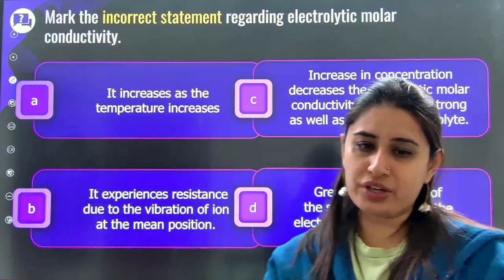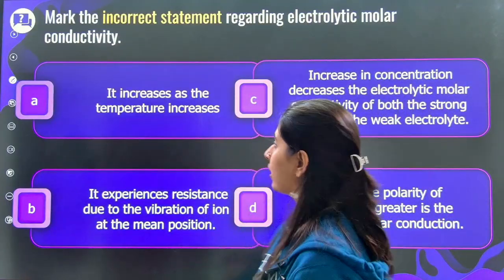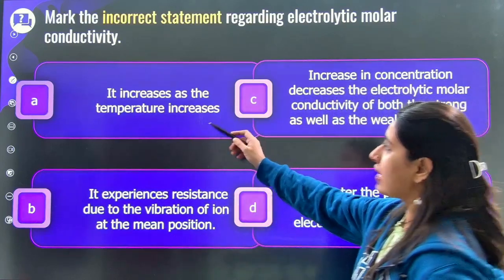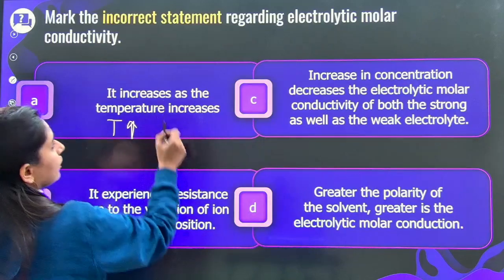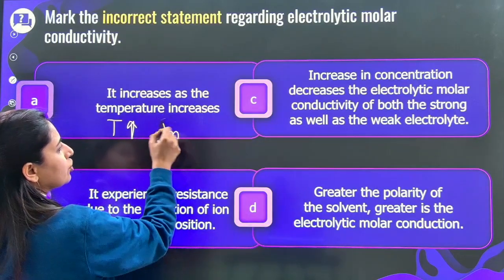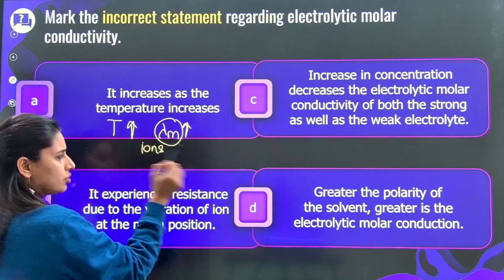Let's see what the question says. Mark the incorrect statement regarding the electrolytic molar conductivity. It increases as the temperature increases. So can we say, if temperature is increasing, the molar conductivity should increase, because ions are going to travel faster.